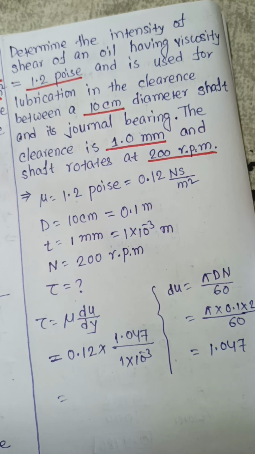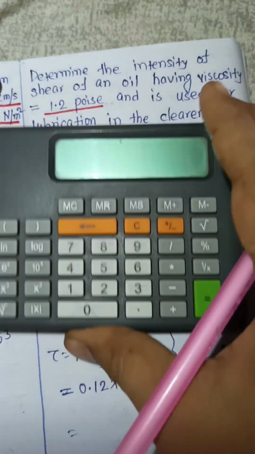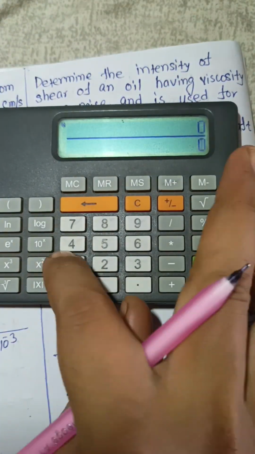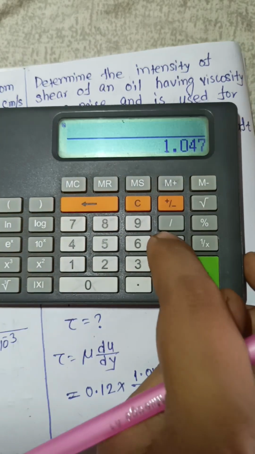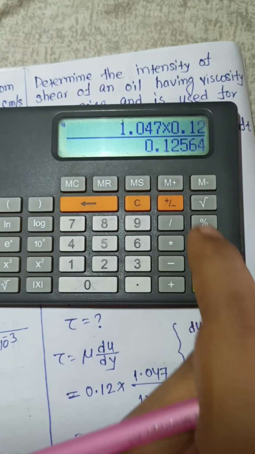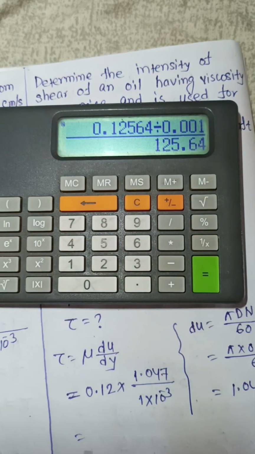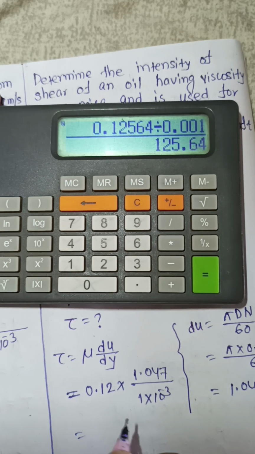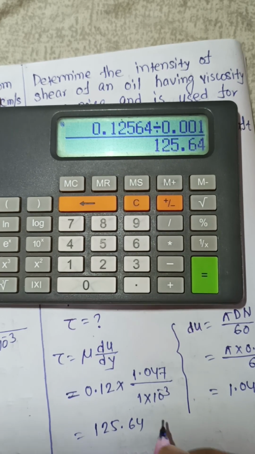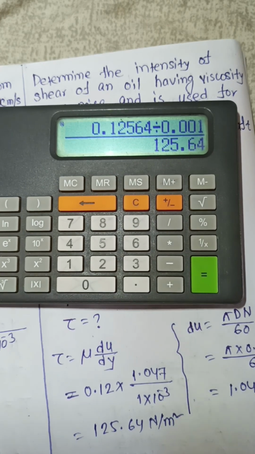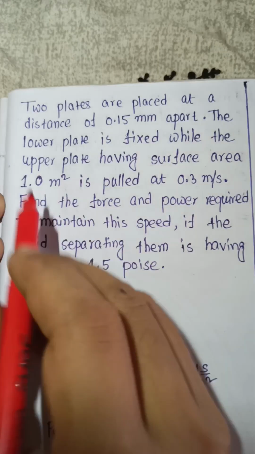So if you calculate this value, it will be 1.047 into 0.12 divided by 0.001. So this is equal to 125.64 Newton per meter square. So this will be our final answer.